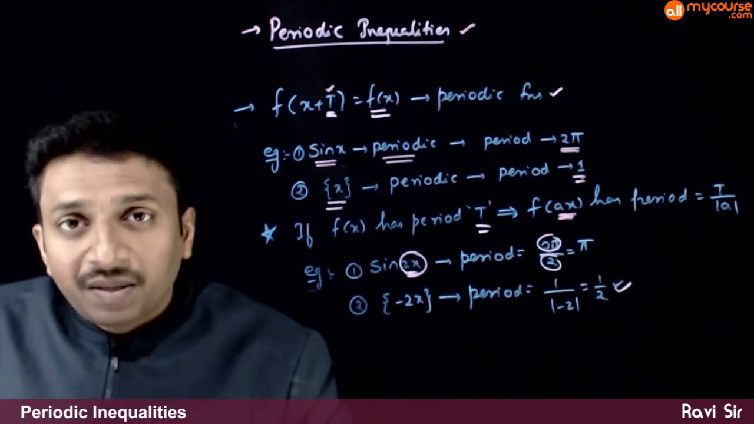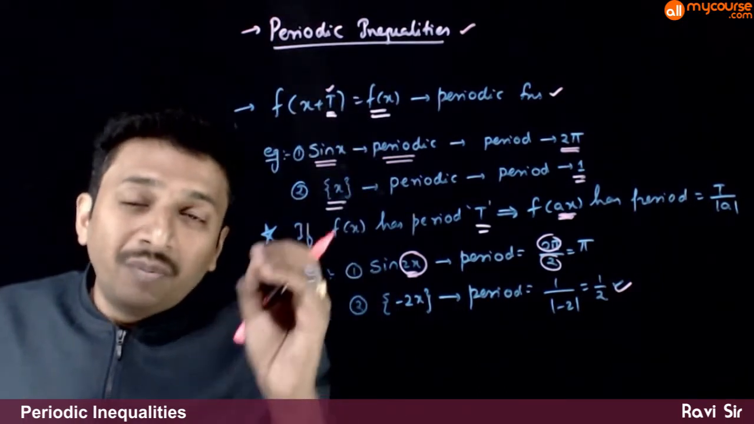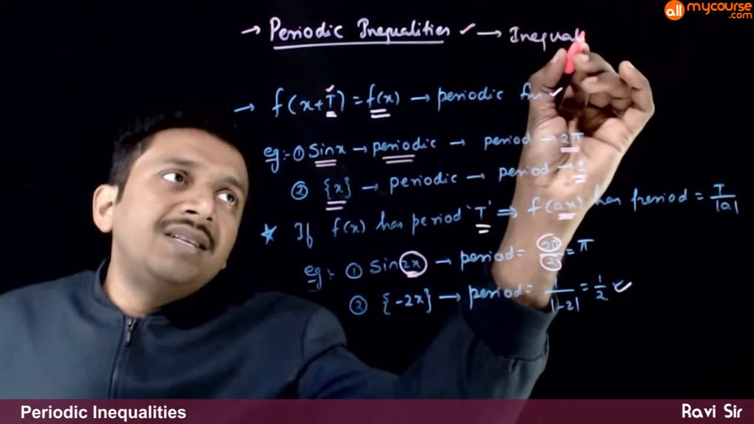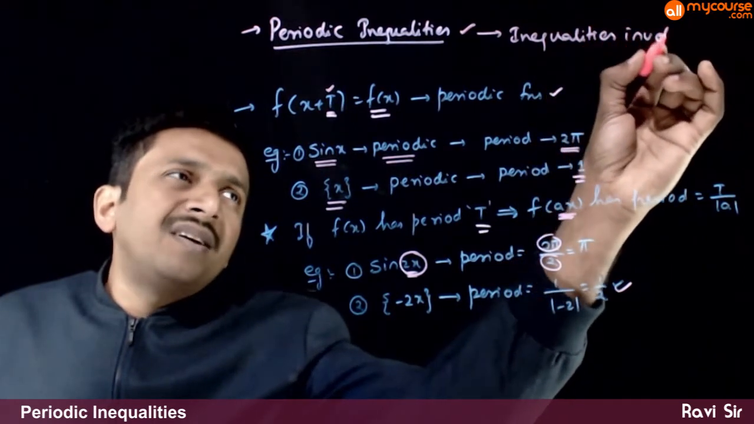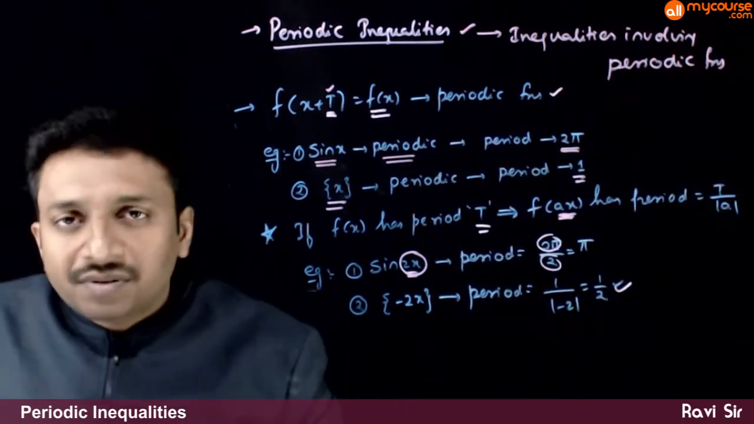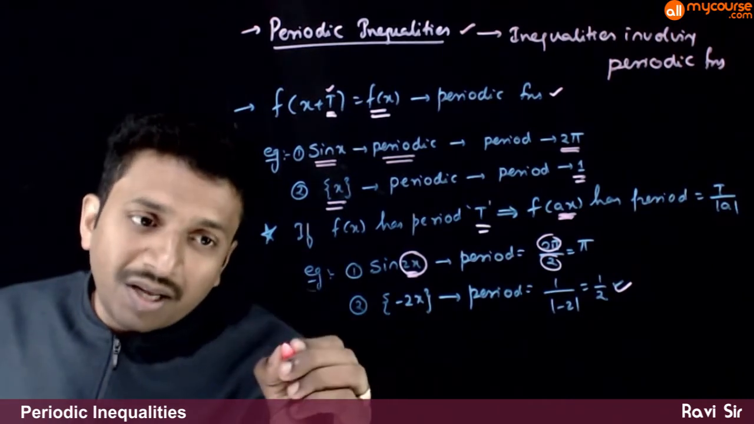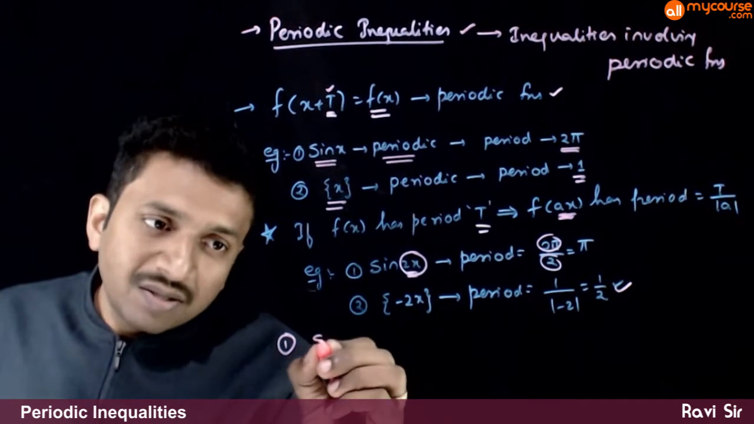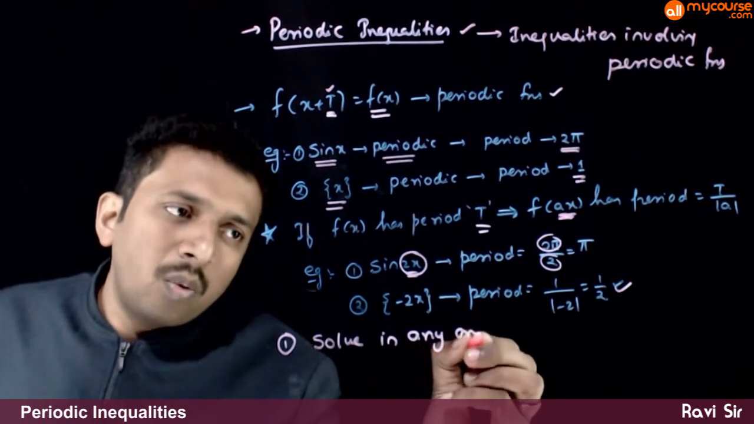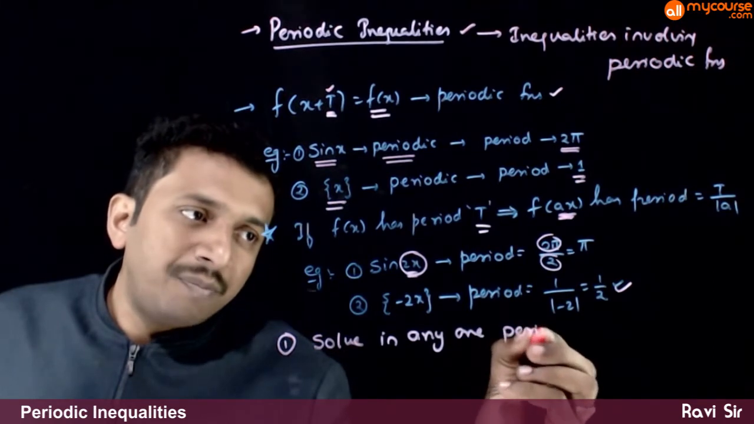So now how do we solve periodic inequalities, that is, the inequalities involving periodic functions? Periodic inequalities are nothing but inequalities involving periodic functions. The steps that we follow in solving periodic inequalities: the first step is to solve the inequation in any one period.